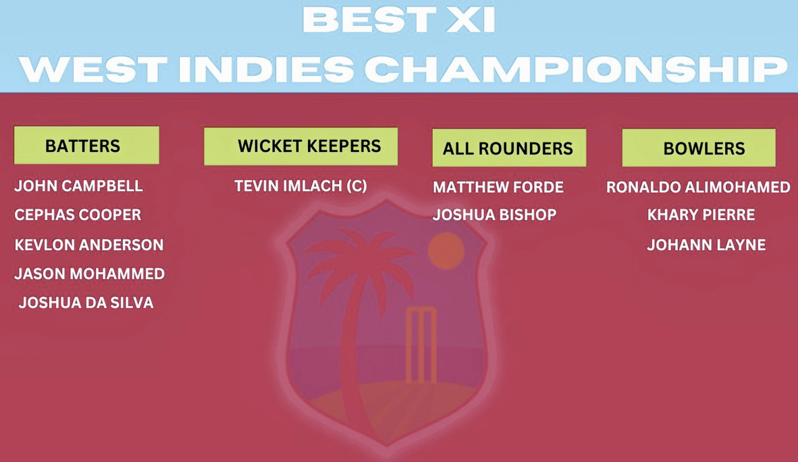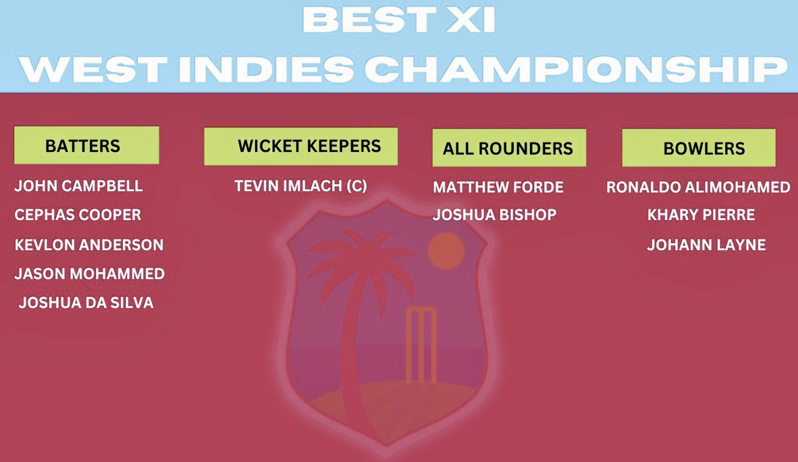My number 5 batter would be Joshua Da Silva. He would have represented the Trinidad and Tobago Red Force. The wicket keeper would be Tevin Imlak, and he would be our captain as well. And he would have represented the Guyana Harpy Eagles. The all-rounders include Matthew Ford. He would have represented the Barbados Pride. And Joshua Bishop would be my number 8 player, and he would have represented the West Indies Academy.